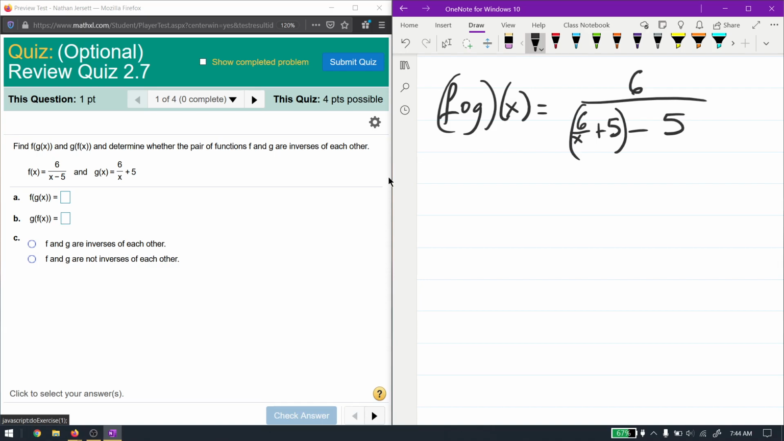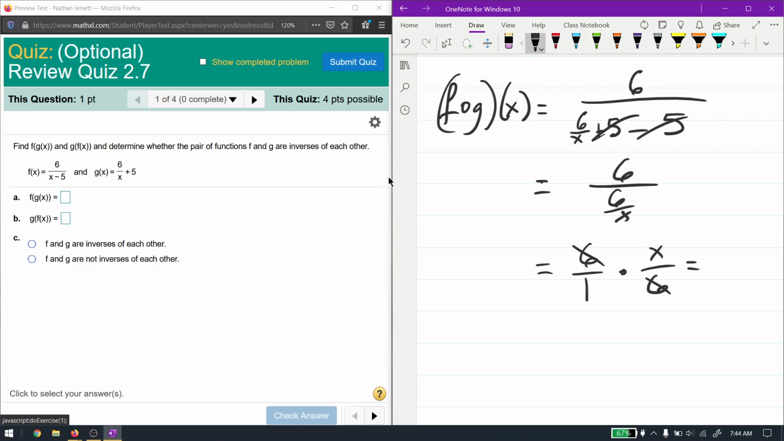Now what I'm going to do is simplify. These parentheses don't mean much, so I'm going to just drop them. And you see plus 5 and minus 5 cancel. Then we get 6 over x. This is a division of a fraction, so we can multiply by the reciprocal. 6 over 1 times x over 6. And then the 6's cancel, giving us just x.